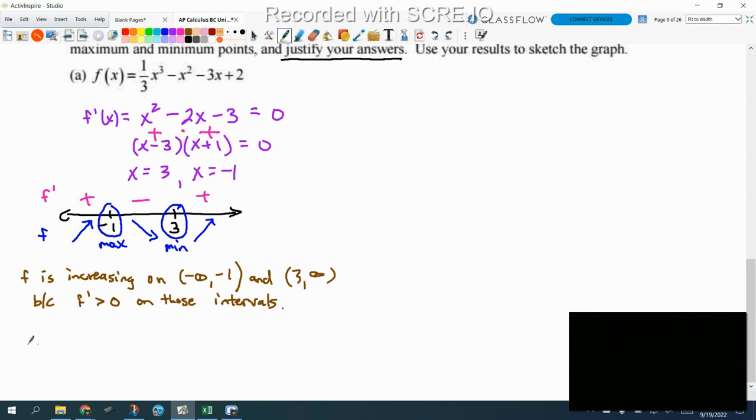All right, so our second part is decreasing. So f is decreasing on negative 1 to 3. Again, I'm going to use parentheses. And the reason is because f prime is less than 0 on that interval.